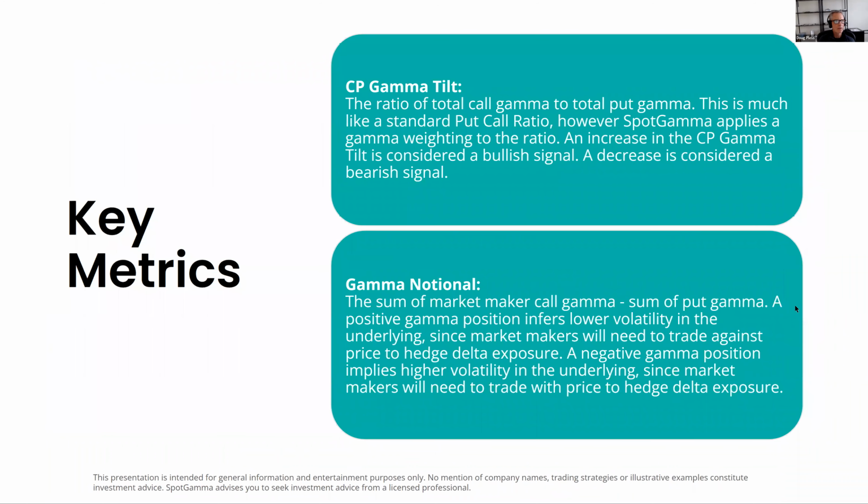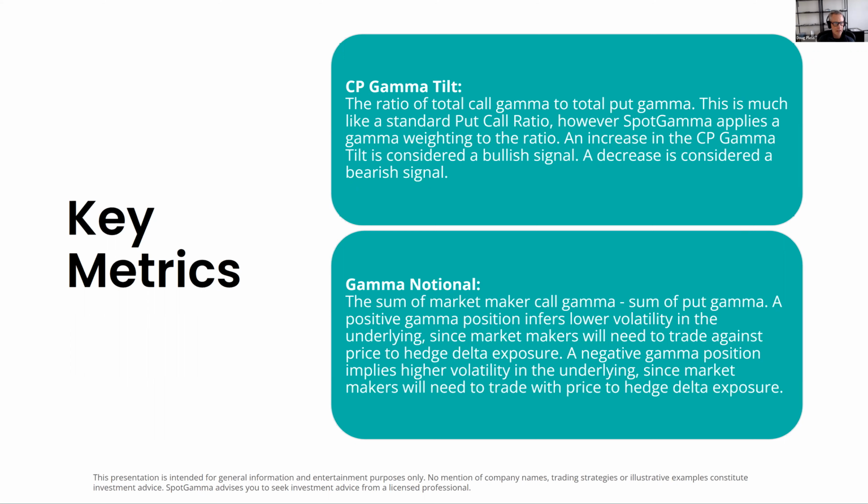Okay, the key metrics that I look at, again, and this is just some of the information that is available to subscribers. First of all, the CP gamma tilt, and that's the ratio of total call gamma to total put gamma. It's very similar to a standard put call ratio. However, SpotGamma applies a gamma weighting to the ratio. An increase in this CP gamma tilt is considered a bullish signal, and a decrease a bearish signal. And gamma notional, I think this is very important. I look at this every day, and it's the sum of market maker call gamma minus the sum of put gamma.